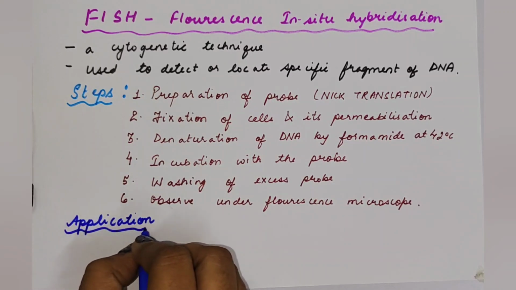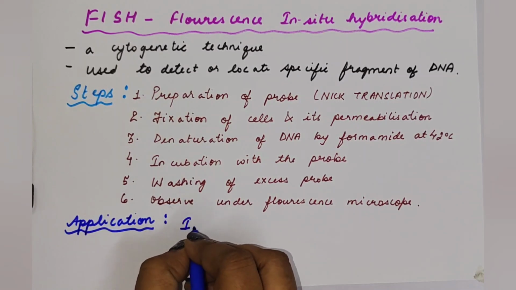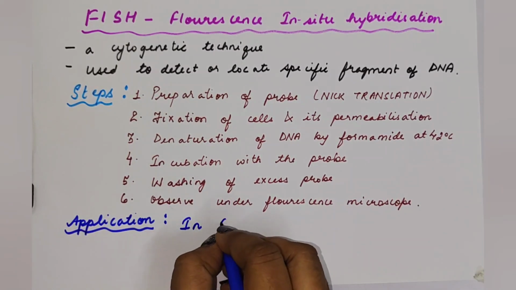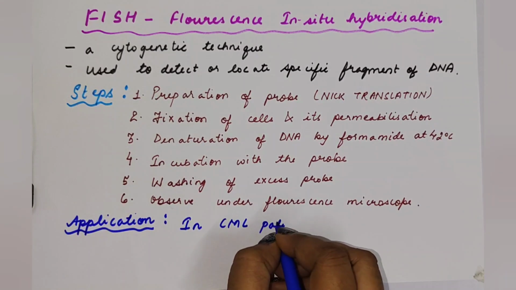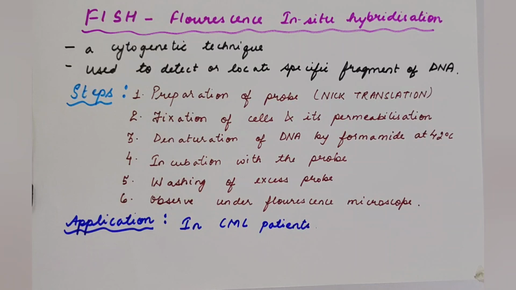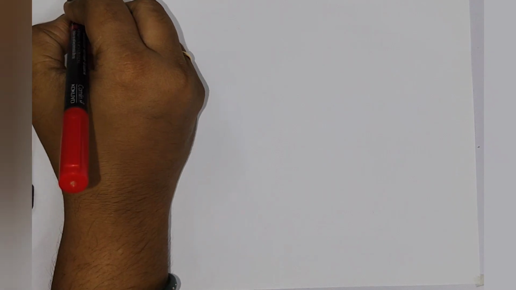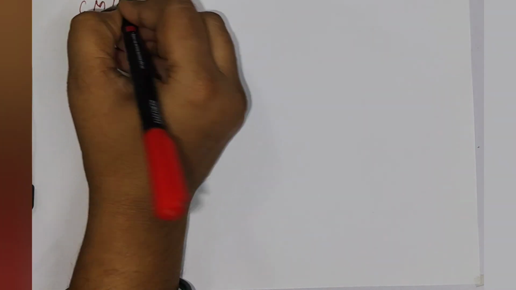Now, where is this FISH technique applied? So, in your NCERT textbook, we have seen that this FISH technique is used in the detection of CML patients. Apart from this, the FISH technique can also be used to study some chromosomal abnormalities. Now, what is CML and how is the FISH technique applied in its detection?